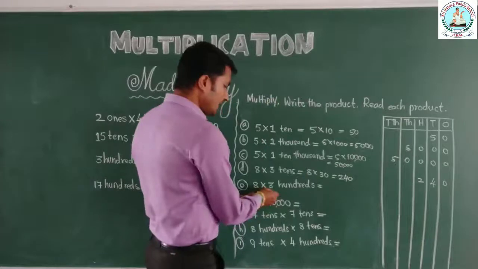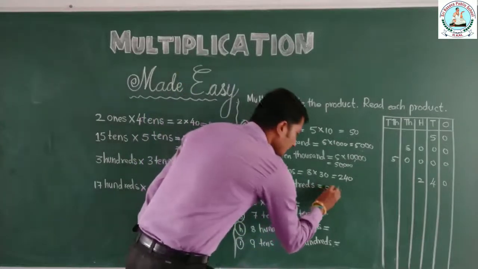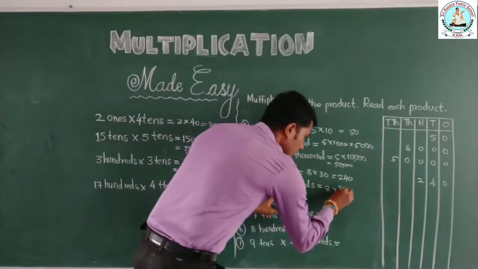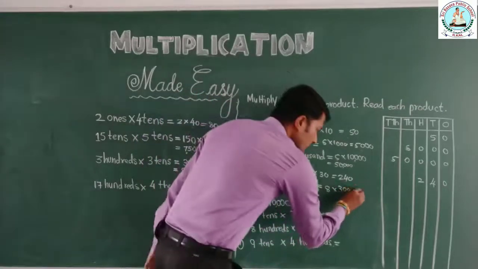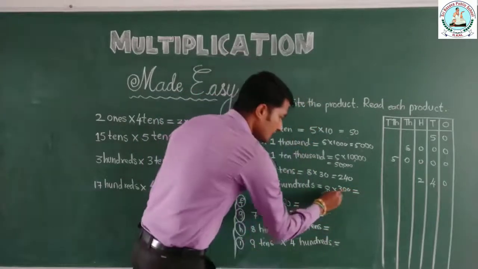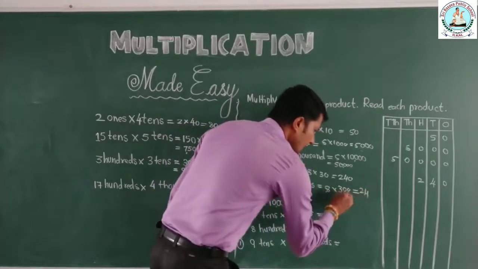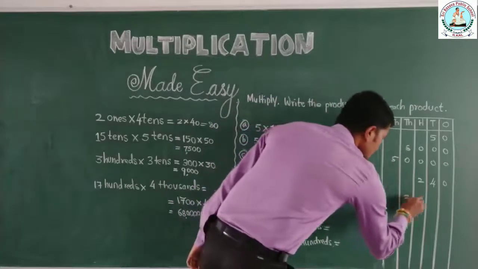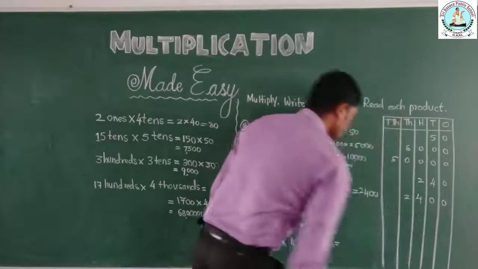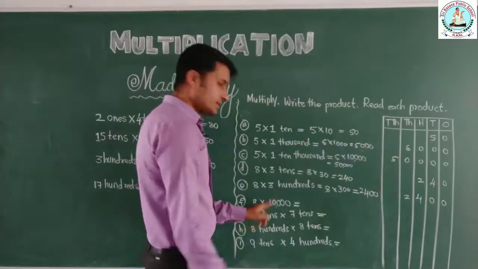Finish. Then 8 times 300s. 300s will be having 2 zeros in it. So 8 times 300. We usually multiply the non-zero digits. So 3 times 8 will be 24, and 2 more zeros. So how do you write 2400? Simple. It is 2400.